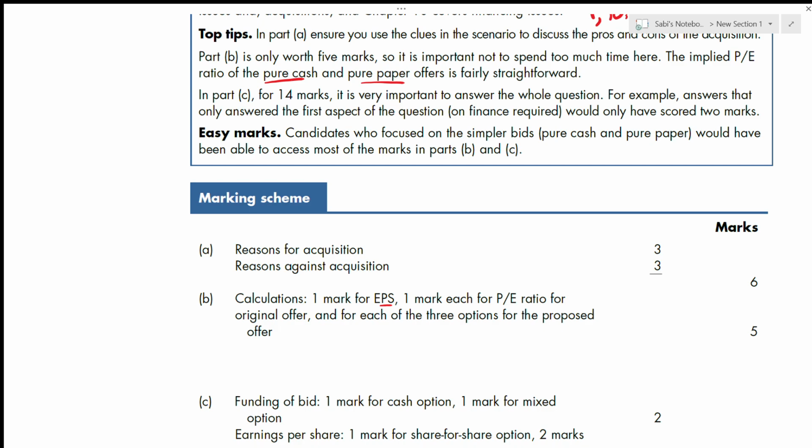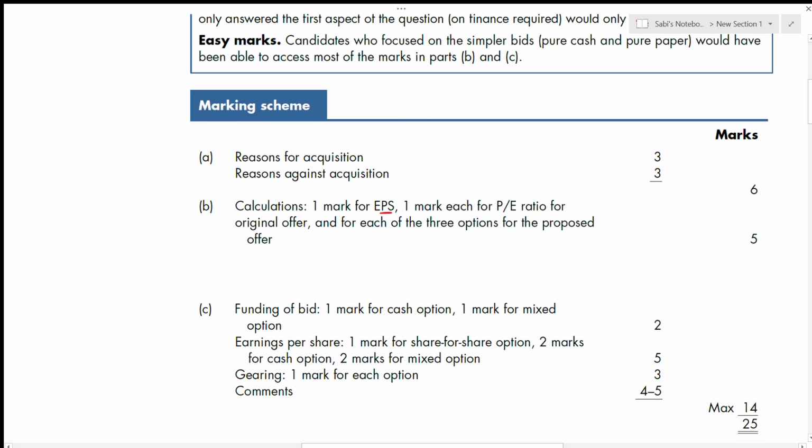This is the trick. This is the area where most students struggle. They try to calculate PE ratio directly from the figures given, which is not possible, right? So 1 mark for EPS, 1 mark for PE ratio, and the other 3 marks for the 3 options. Total 5 marks. Part C, right?